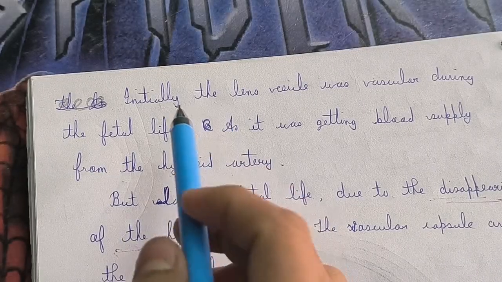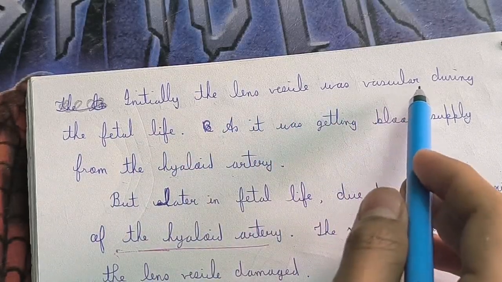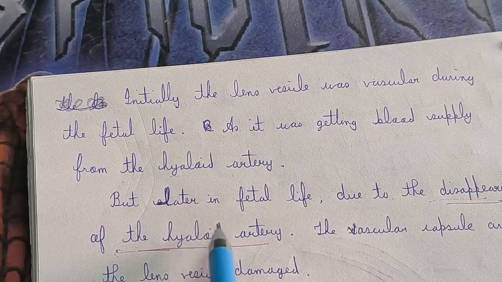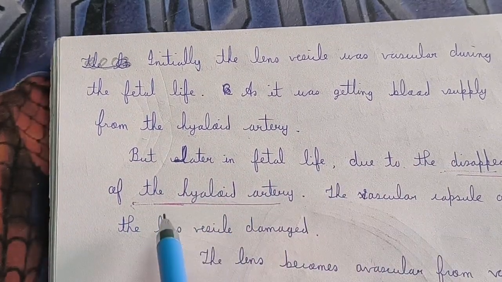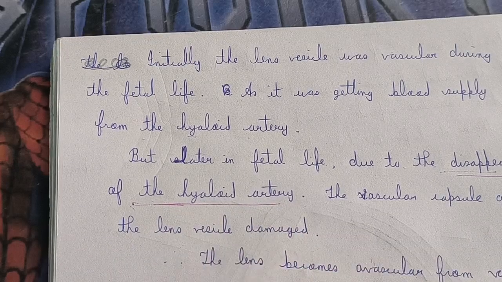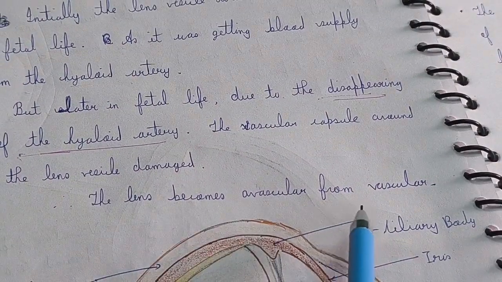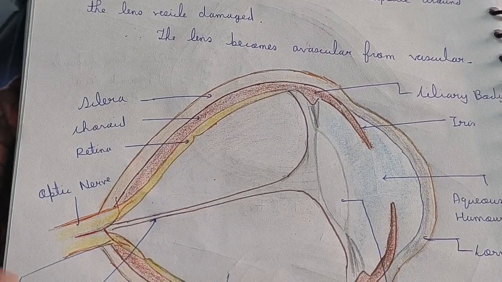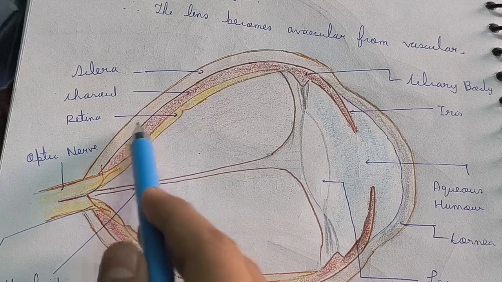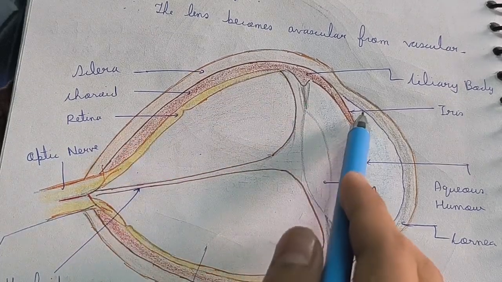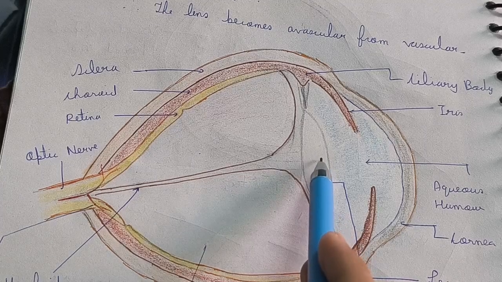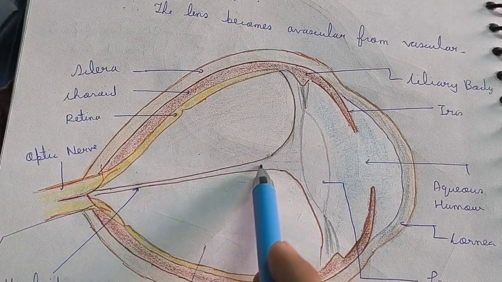So therefore I have written that initially the lens vesicle was vascular during fetal life as it was getting blood supply from the hyaloid artery, but later in life, due to the disappearing of the hyaloid artery, the vascular capsule around the lens vesicle was damaged. As a result, the lens becomes avascular from vascular, and this is the final structure. So this is the retina, choroid, sclera, ciliary body, iris, cornea, and this is the lens vesicle, but it is avascular now, and this is the vitreous humor.